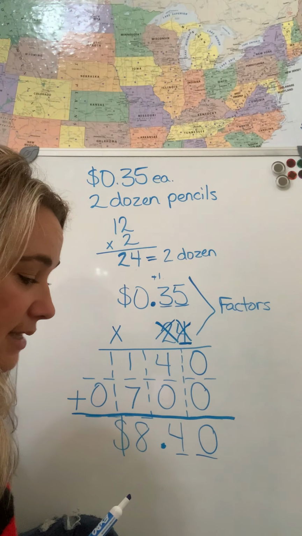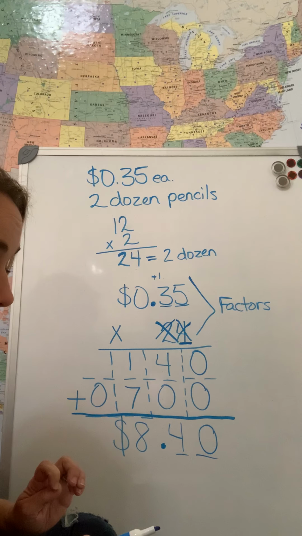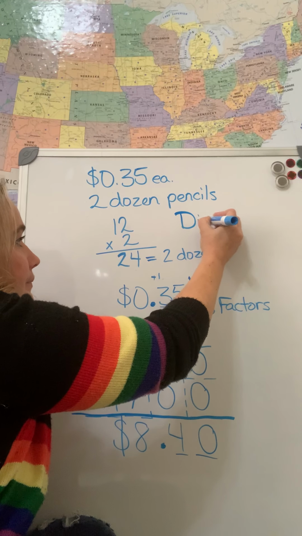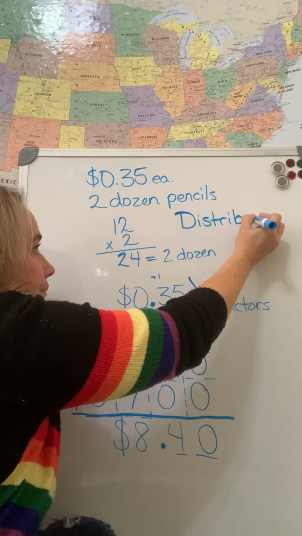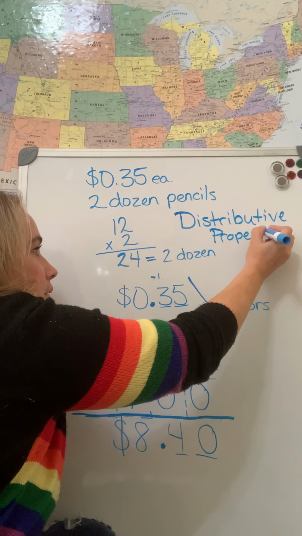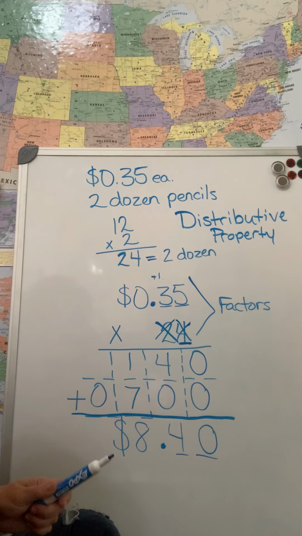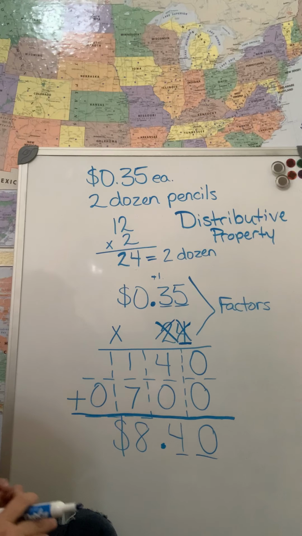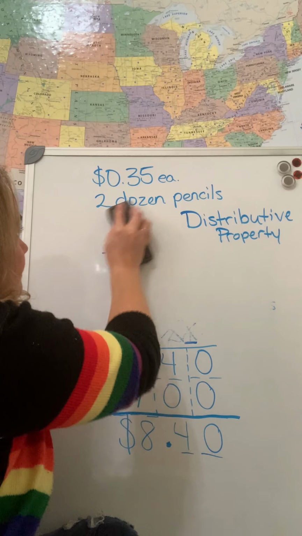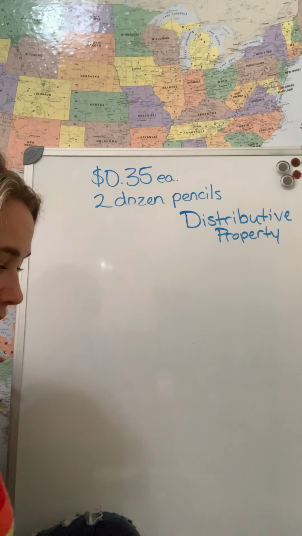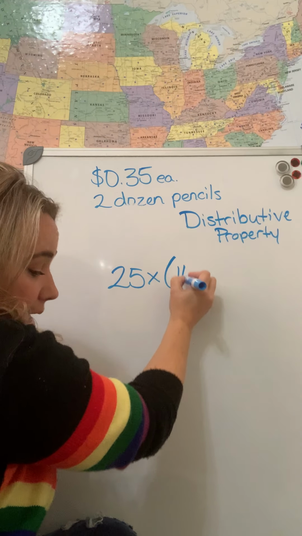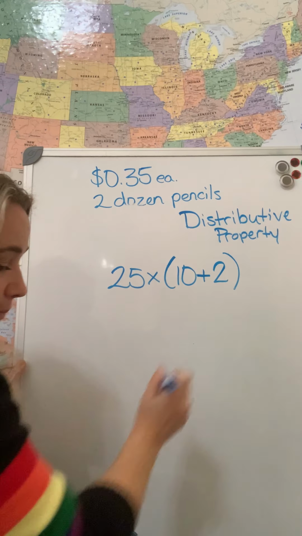There's one other thing this lesson talks about, and it talks about the multiplication algorithm presented in this lesson is based on the distributive property. Okay, and what the distributive property says, it applies to situations in which a sum is multiplied. Okay, so for example, in 25 times 10 plus 2. Okay?